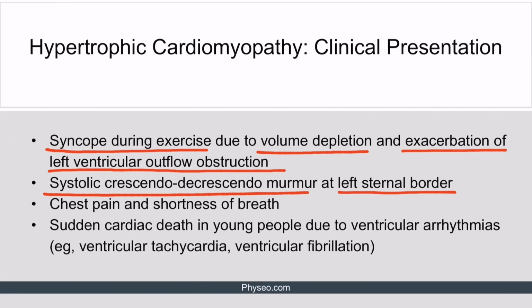Patients with hypertrophic obstructive cardiomyopathy also have chest pain and shortness of breath. This is due to increased myocardial oxygen demand as a result of myocardial hypertrophy. Lastly, sudden cardiac death due to arrhythmias like ventricular tachycardia or ventricular fibrillation may be seen as well.